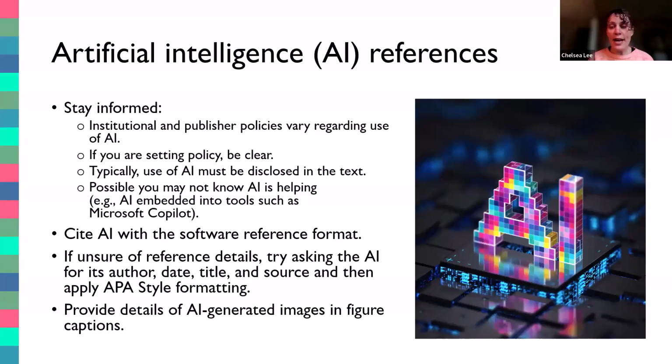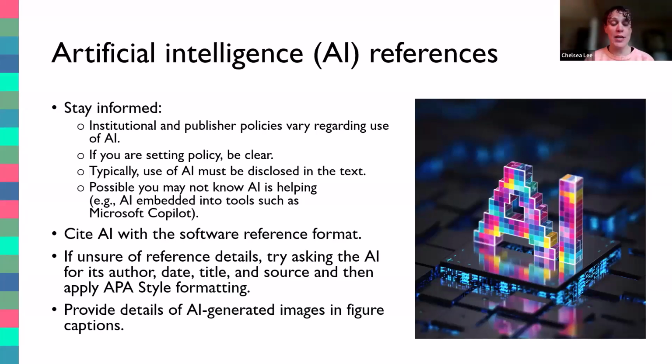Typically, use of AI needs to be disclosed in the text. You should tell people that you used it and what you did. However, we know that sometimes you might not even know that AI is helping you, like it's getting incorporated into working with Microsoft Copilot, it's in Word. And so you might not even know. So it's about doing your best to explain what you did and how, if you used AI.